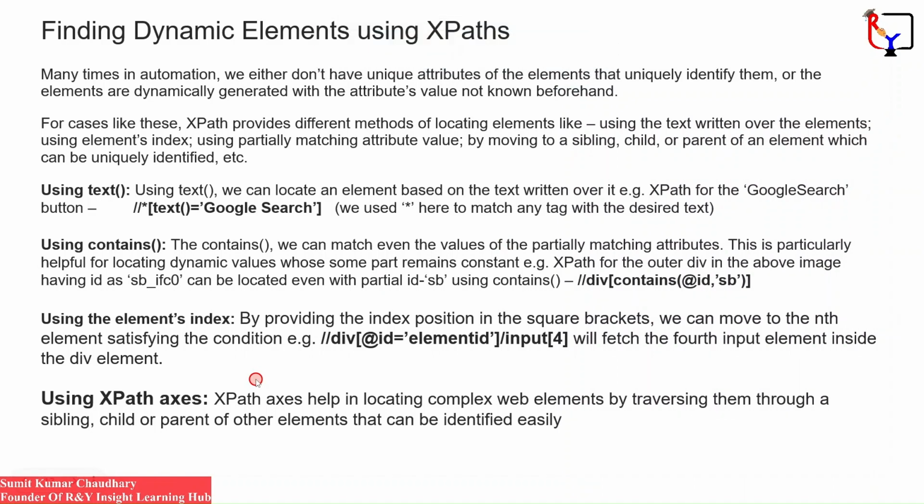Using the element index, by providing the index position in square brackets, we can move to the nth element that satisfies the condition. Using XPath axes helps in locating complex web elements by traversing through a sibling, child, or parent of another element that can be identified easily.